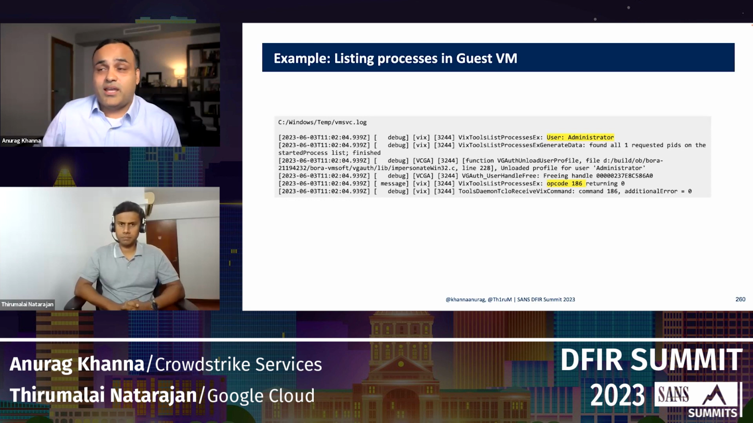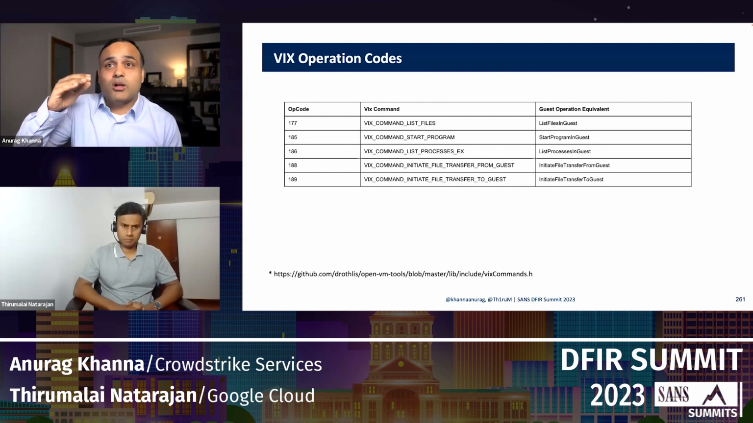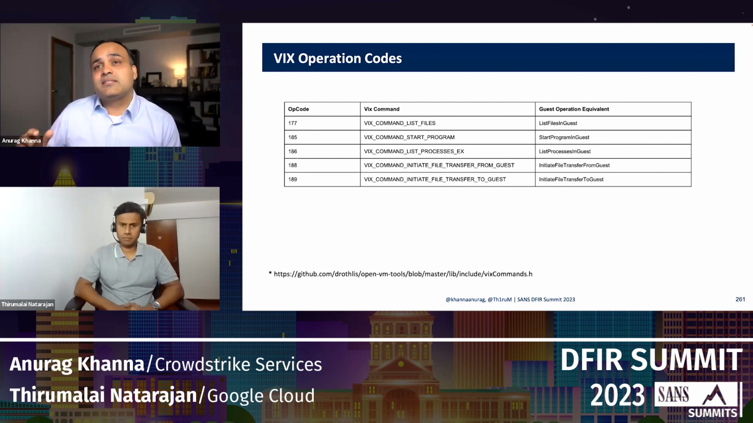Here, I've logged in as a user called administrator in the guest VM, and I'm using opcode 186 and listing processes. What's this opcode 186? There is OpenVM tools source code, which notes down what each opcode means. And you can refer to this link here and see which opcode means which VIX command.